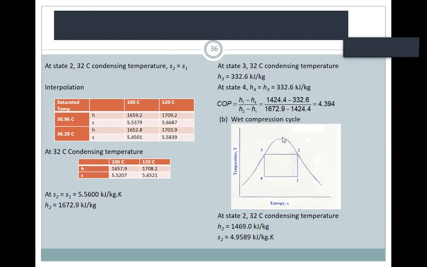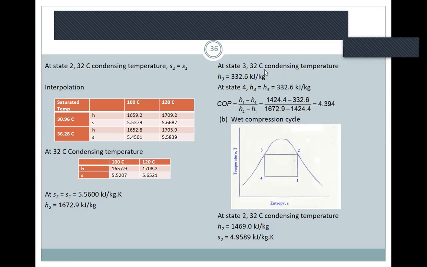Yan. Nag-straight line itong isa mong point. 100C nandiyan, 120C. So, nag-interpolate ka. Dyan na, so dito nalabas sa loob. So, kumuha ka ng mas malapit, ano yung may available. Okay? So, S2 is equal to S1, 5.56. Interpolate mo naman to between 100 and 120C. 5.56. Ano yung enthalpy, which is H2 is 1672.9 kilojoule per kilogram.